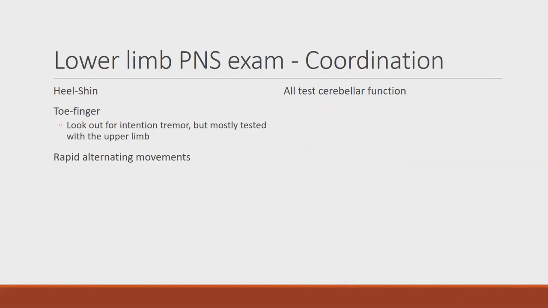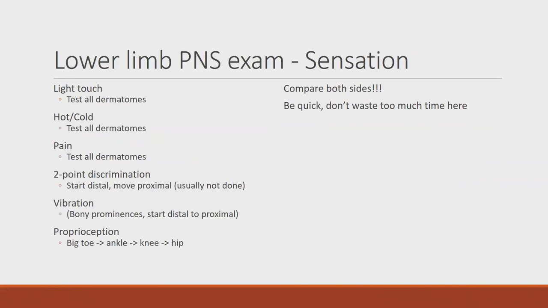Coordination, you know, heel-shin, toe-finger, rapid alternating movements. You usually do this with your upper limbs, but I guess in a lower limb PNS, you do it. But they all look for cerebellar function because your cerebellum is responsible for coordination and stuff. And then sensation, remember your dermatomes. So L2, 3, 4, 5, S1, S2.